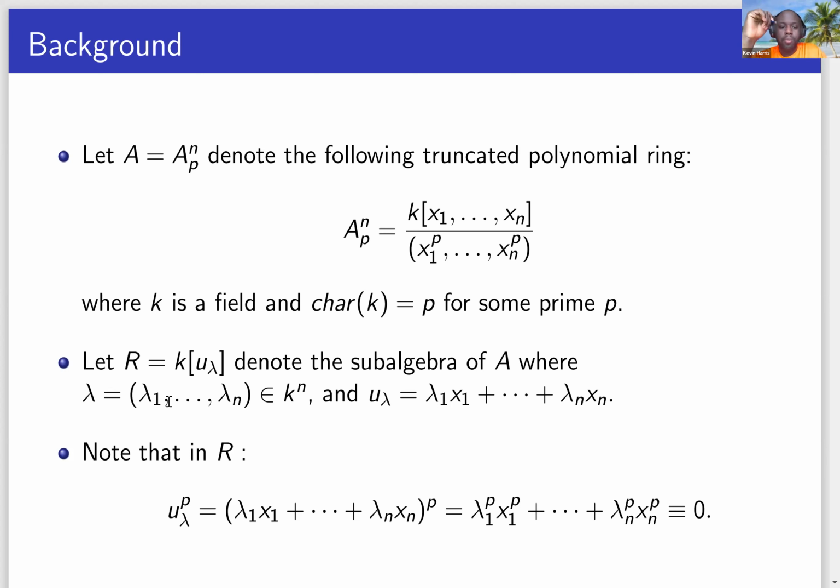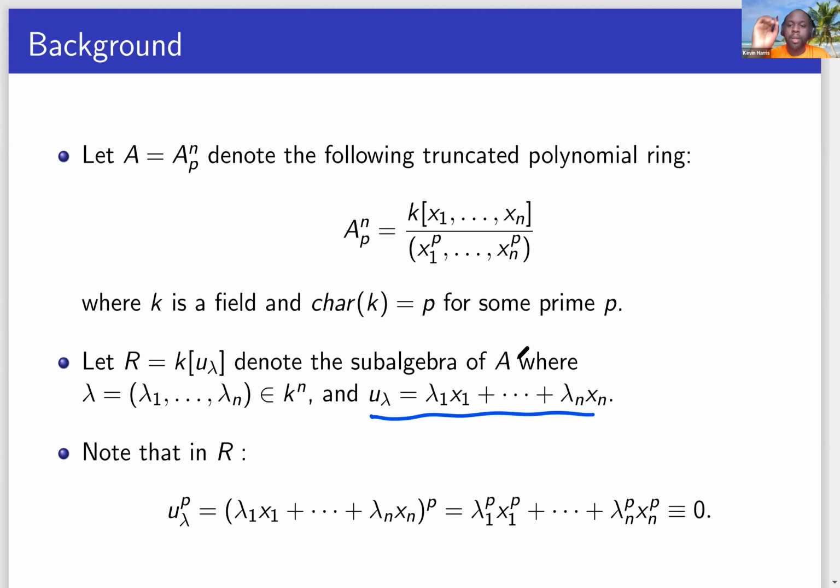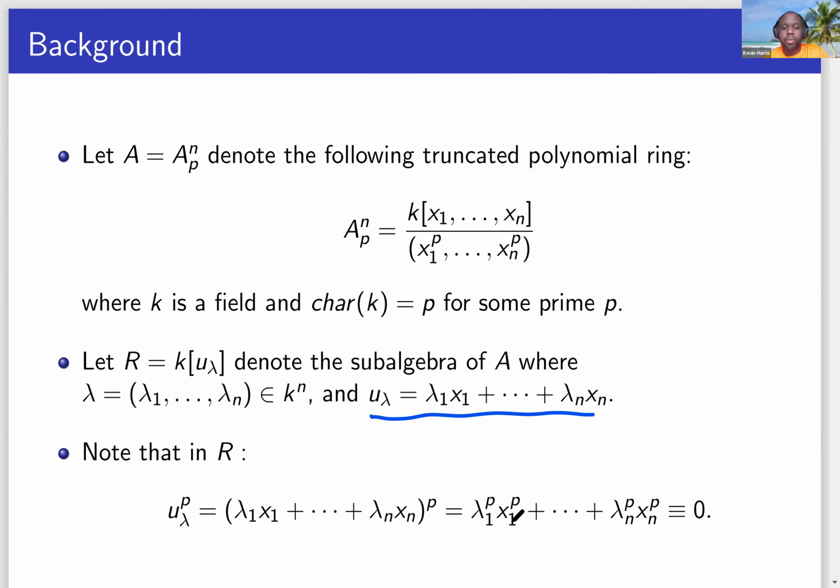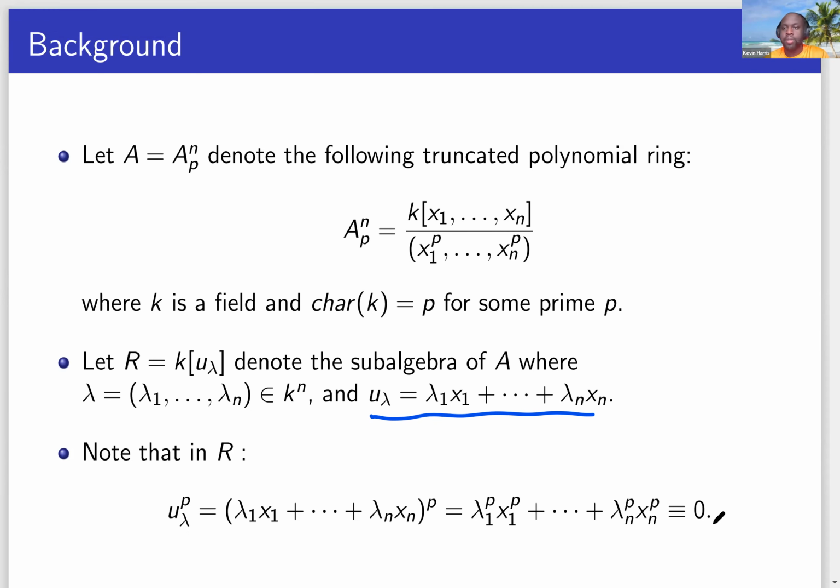One important thing we want to note is that in R, if we take u_λ and raise it to the p power, because we have characteristic p, that essentially gets rid of what I like to call all the middle terms. And so we're just left with λ1^p x1^p plus λ2^p x2^p, and so on. But since R is a subalgebra of A, technically all of this equates to being 0. So that'll be an important note for something we do in a couple minutes.